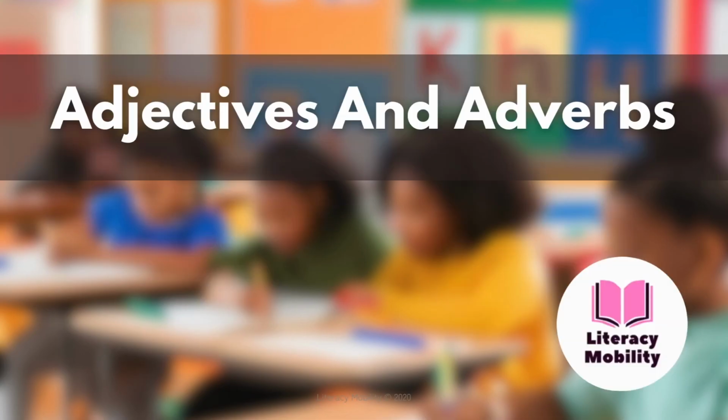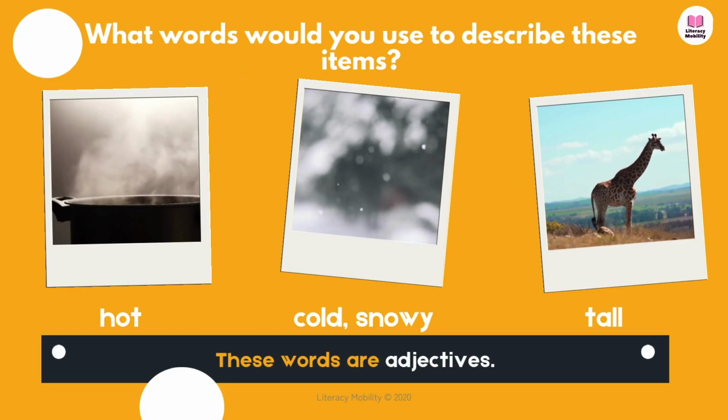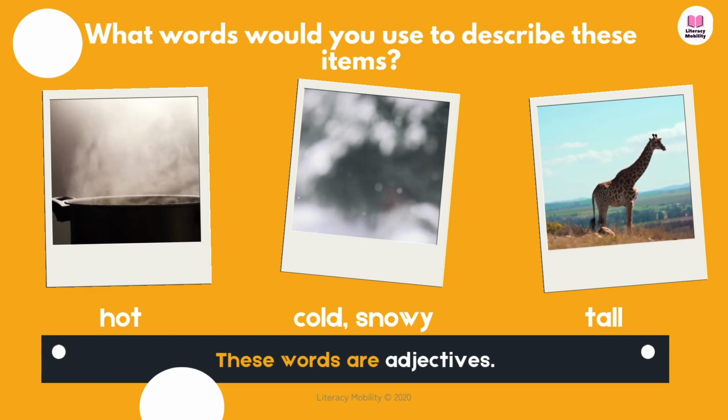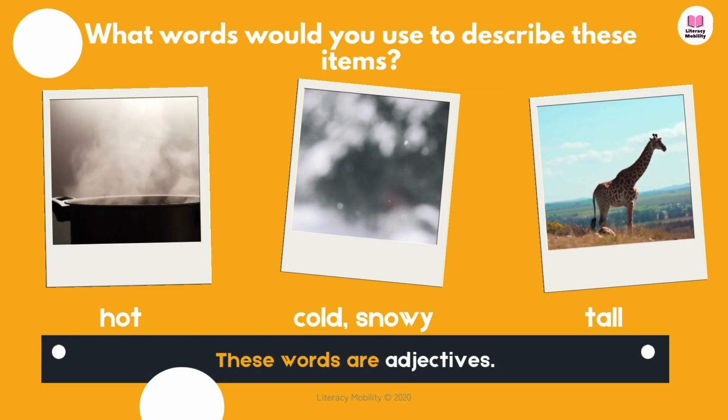Okay, let's get started with adjectives and adverbs. Adjectives are words that describe or give more information about a noun or pronoun. What words would you use to describe these items? Hot, cold, snowy, tall. These words are adjectives.